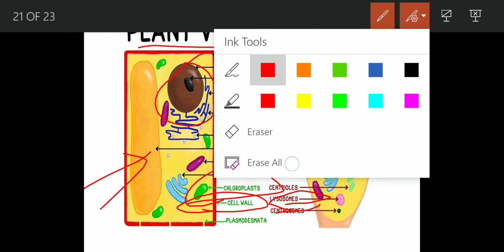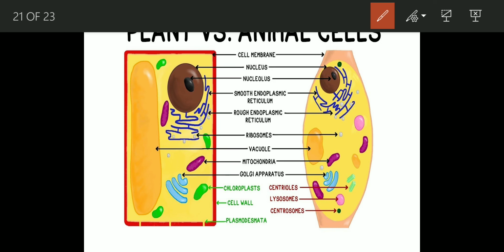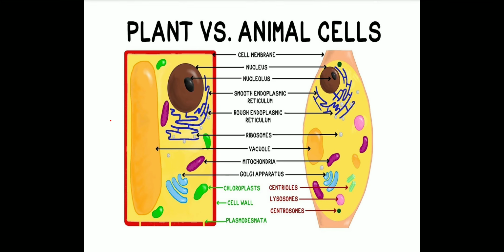This is the most important question: what is the difference between plant and animal cells? If you learn the diagram, you can easily differentiate between plant and animal cells.